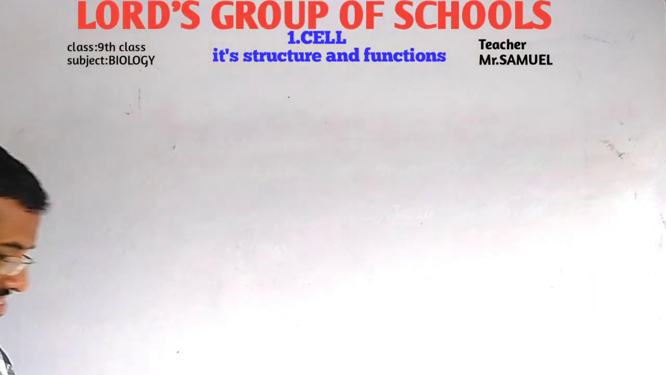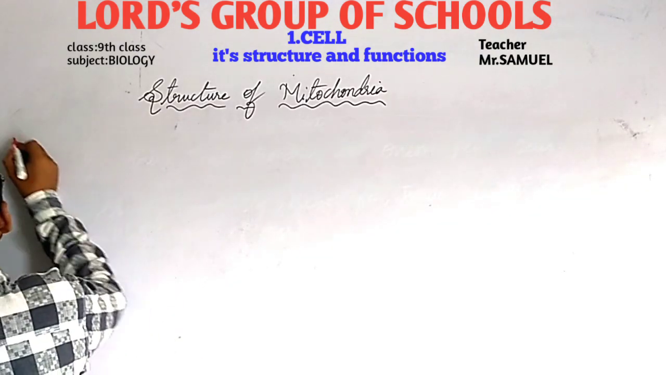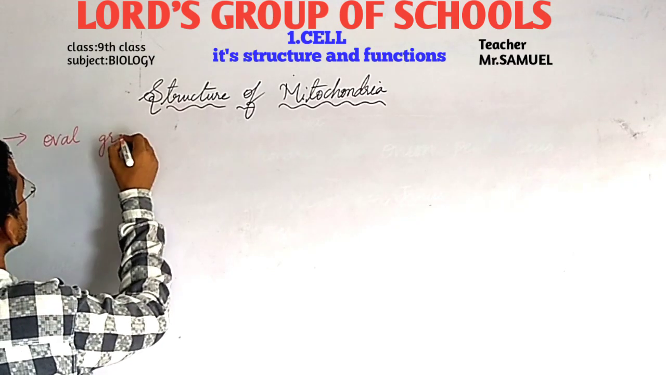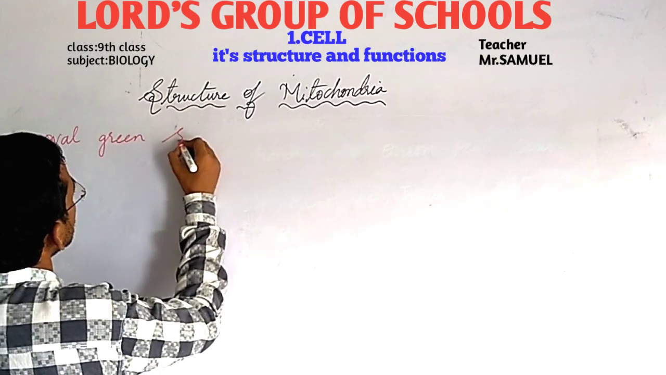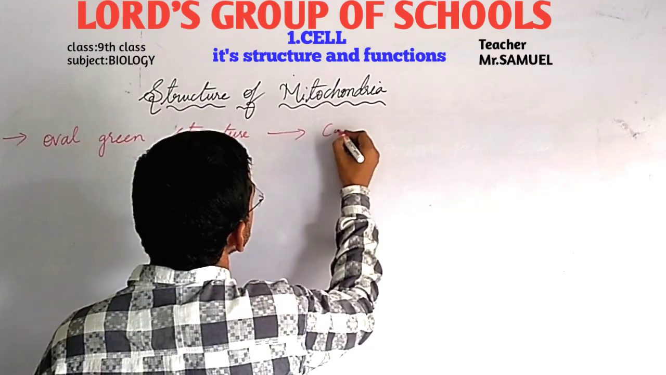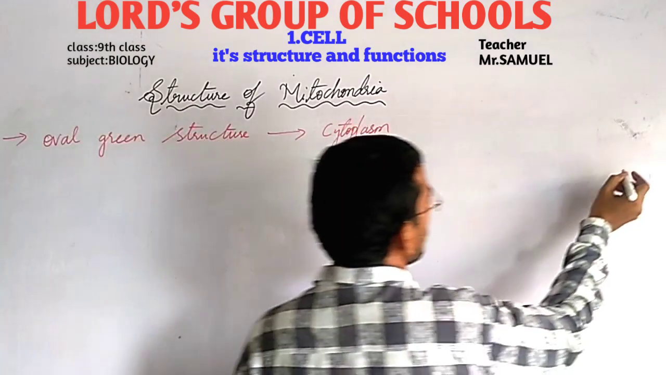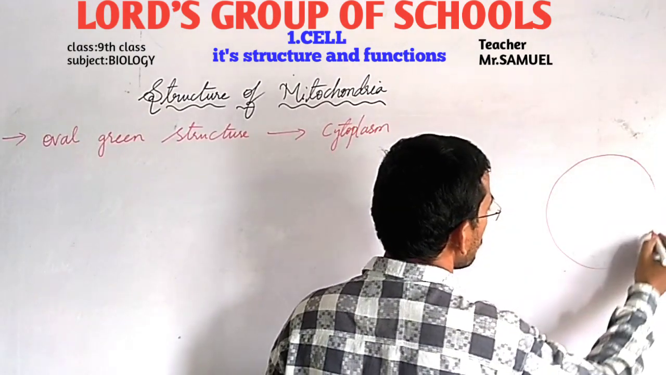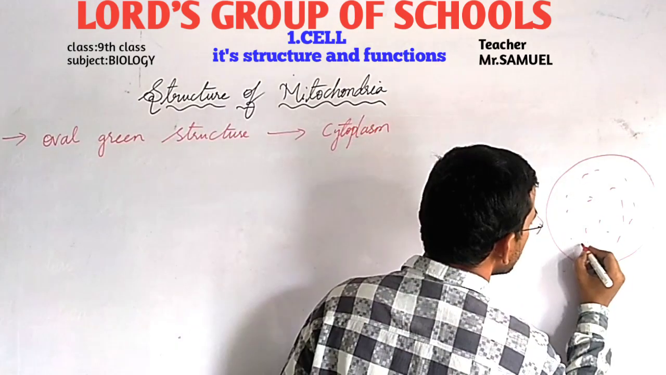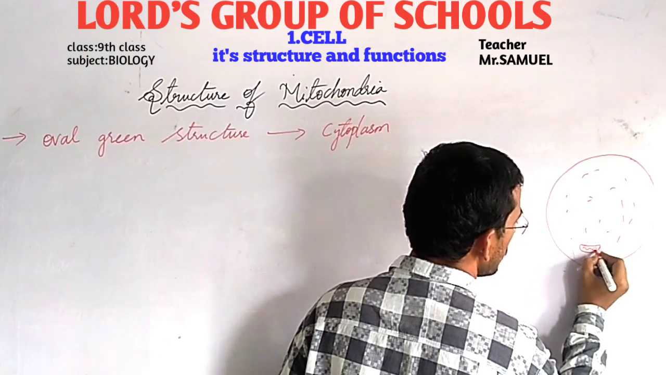So now let us see the structure of mitochondria. Mitochondria are oval, green color structures present in the cytoplasm of the cell. So where are they present? They are present in, so this is the cell, this is the cytoplasm of the cell. In the cytoplasm of the cell, these oval shaped structures are present.